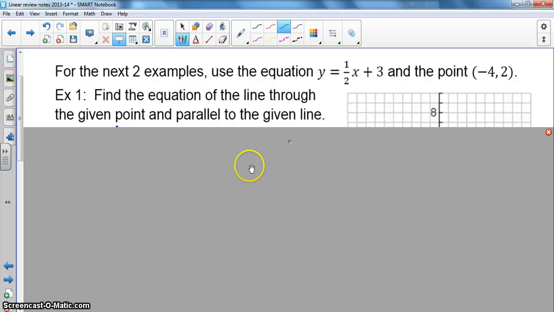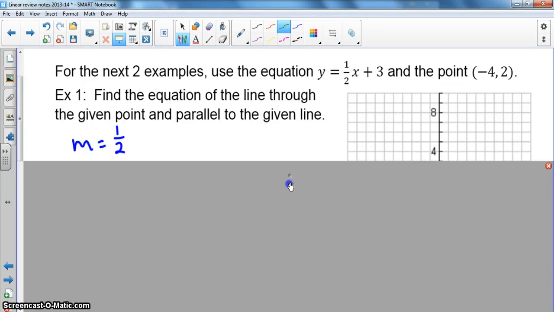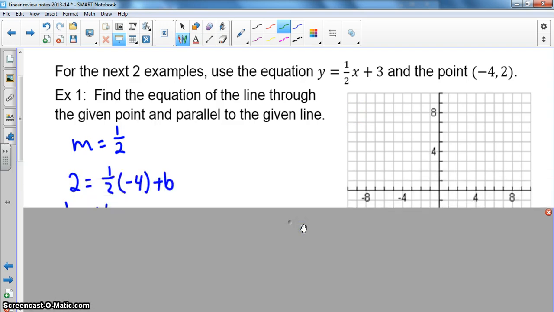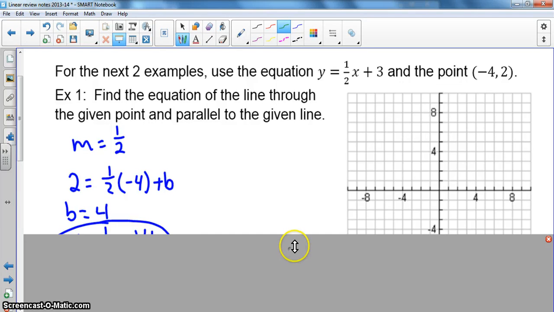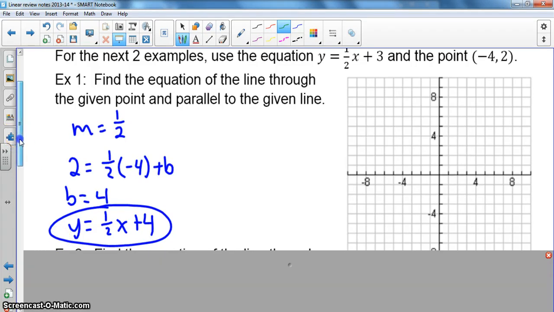We had our equation of the line, y equals 1/2 x plus 3, and the point negative 4, 2, and we wanted the first line to be parallel. So again, our slope is going to be the same, 1/2, and then our x is negative 4, our y is 2, so we plug all that stuff in. We do not know the b, so that's what we're solving for. We solve for b, and in this case our b is equal to 4. And then we write our equation, y equals 1/2 x plus 4. And if you graph the original and you graph the 1/2 x plus 4, you should see that they are parallel and they will never intersect.